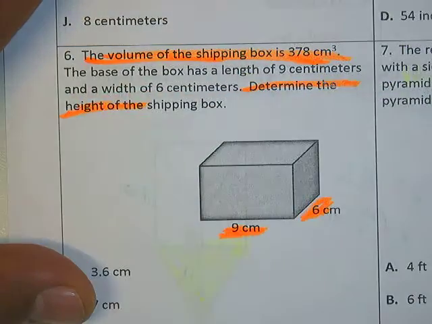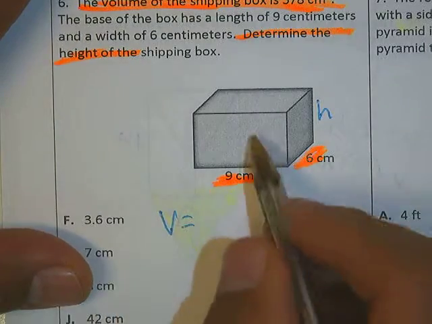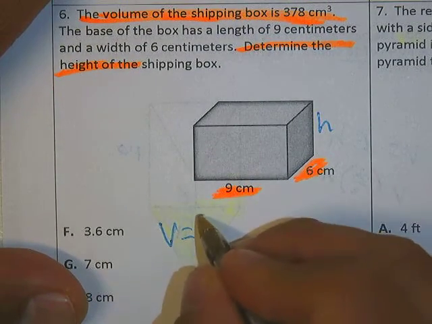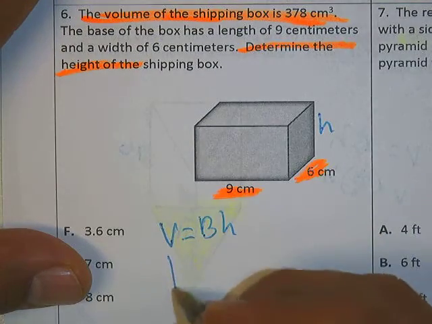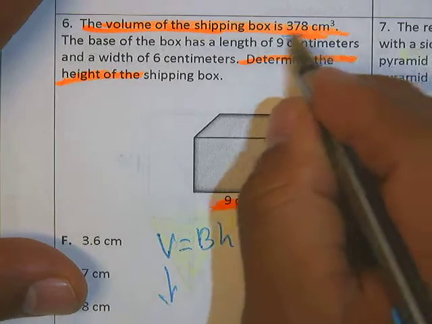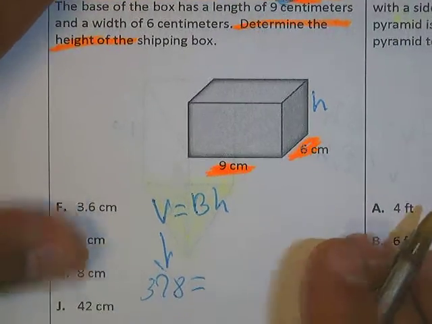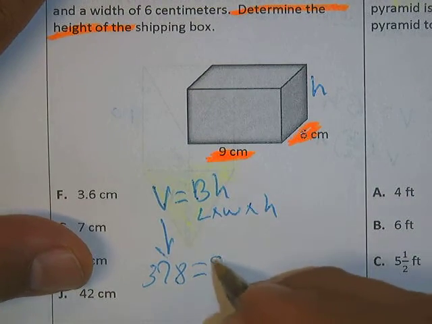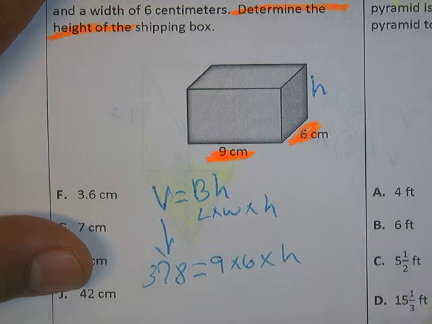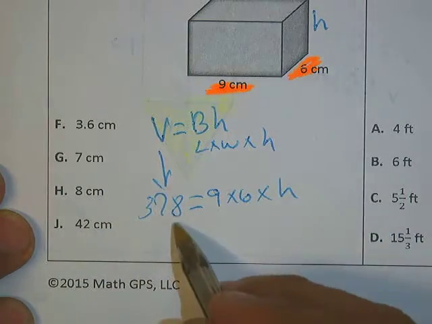Number 6, the volume of a shopping box is this. So they're giving you the volume. Again, look. The base of the box has a length of 9, right there, and a width of 6, right there. Determine the height. So they want you to find this guy. Remember, it's a prism because it's a box. So I know it's area of the base times the height. They're giving you the V. They're giving you this one, right there. So 378.